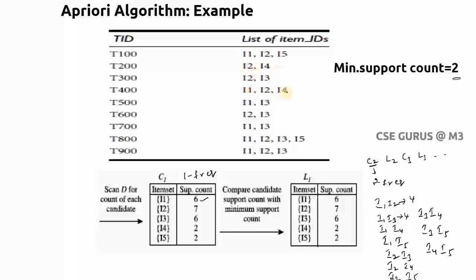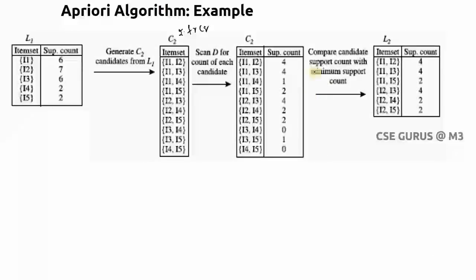Now I1 I4. I1 and I4 is only one transaction. Next I1 I5, only two transactions. See, like this we need to consider. If I write all those things like this, I'll get the table like this, with the support count for all of them. We call this C2. See, from L1 we are getting C2, which is the two frequent item sets.